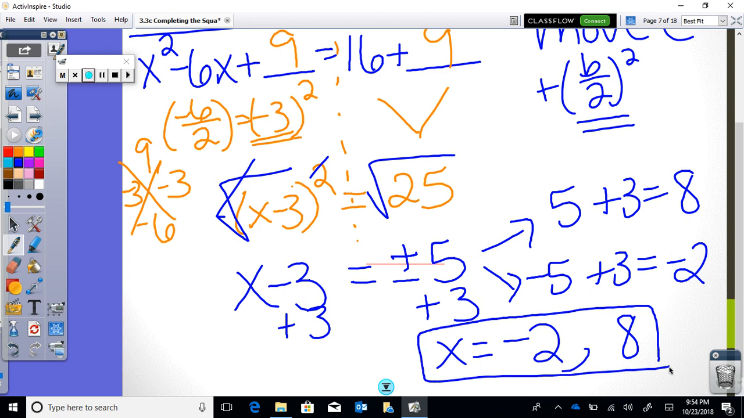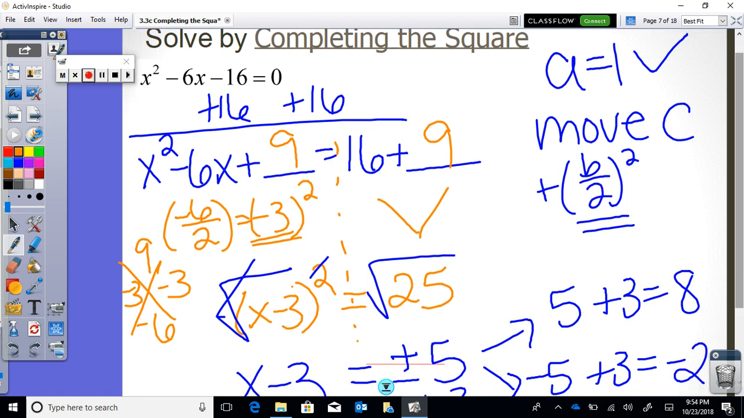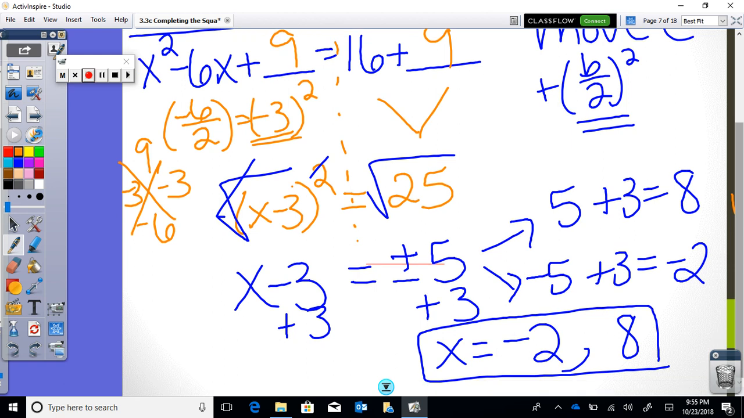And then remember, if we want to draw it back to our quadratics, go back up to the beginning, we solved this. This is a parabola. It opens up. These are my x-intercepts. These are my solutions. So at negative 2 and 8, that's where it's crossing the x-axis. So those are your x-intercepts, solutions, roots, zeros. They're all interchangeable names there.